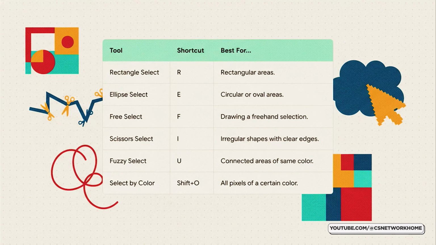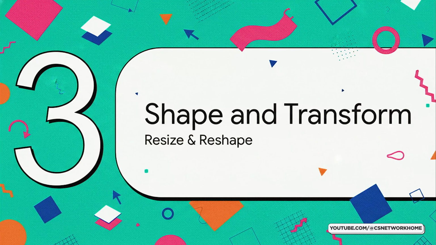You've got your basic rectangle and ellipse for simple shapes, sure. But the real magic starts with tools like the scissors select. It literally snaps to the edges of an object as you trace it. Or the fuzzy select, which can grab an entire blue sky with just one click. So useful.